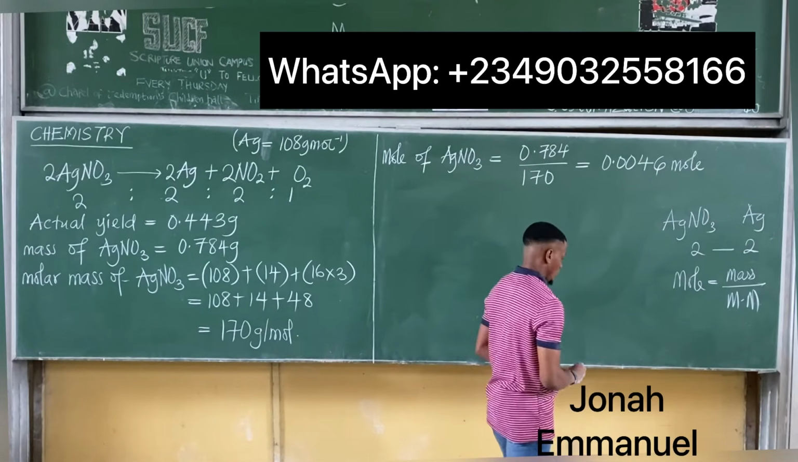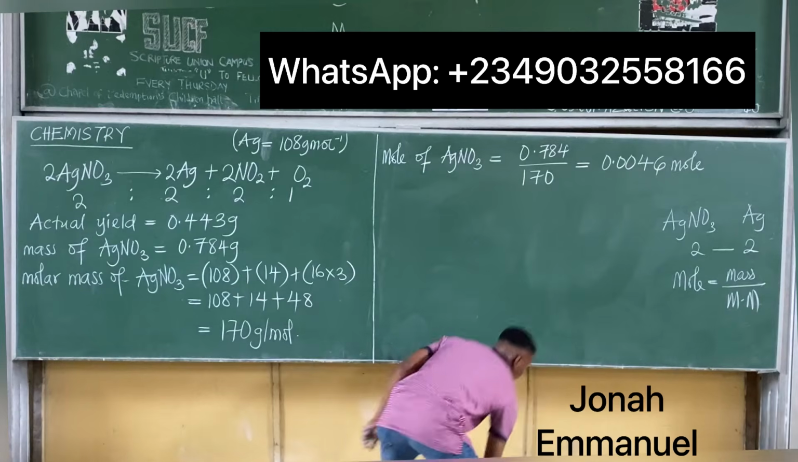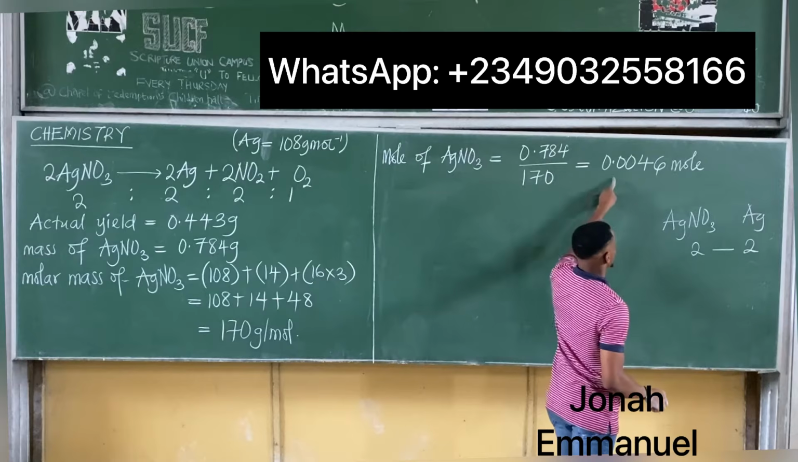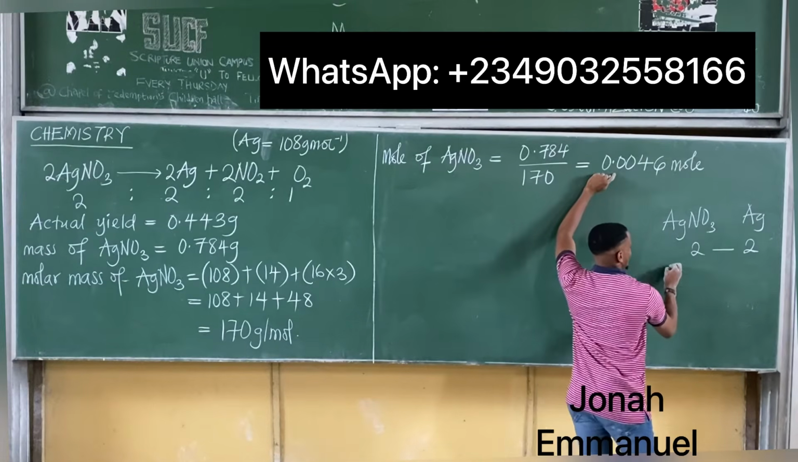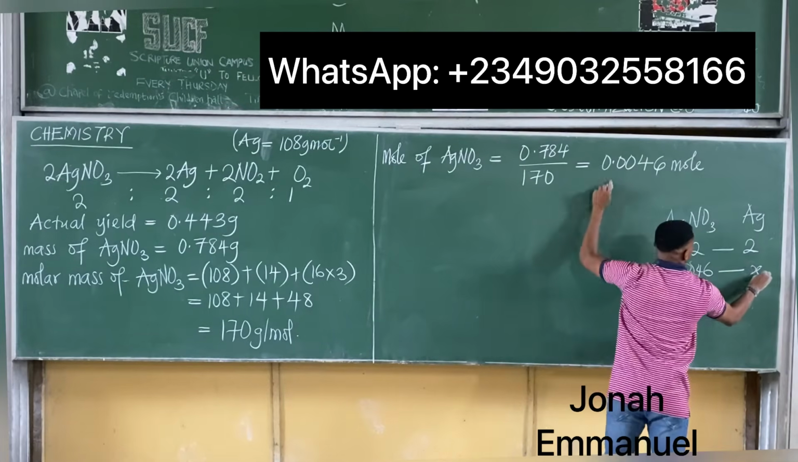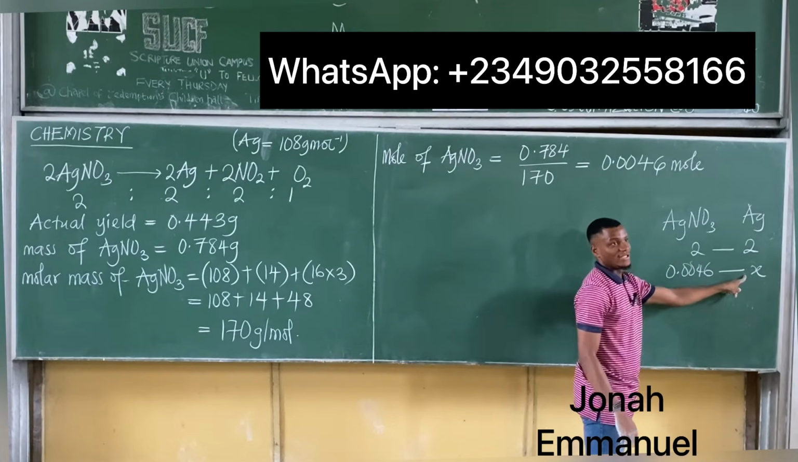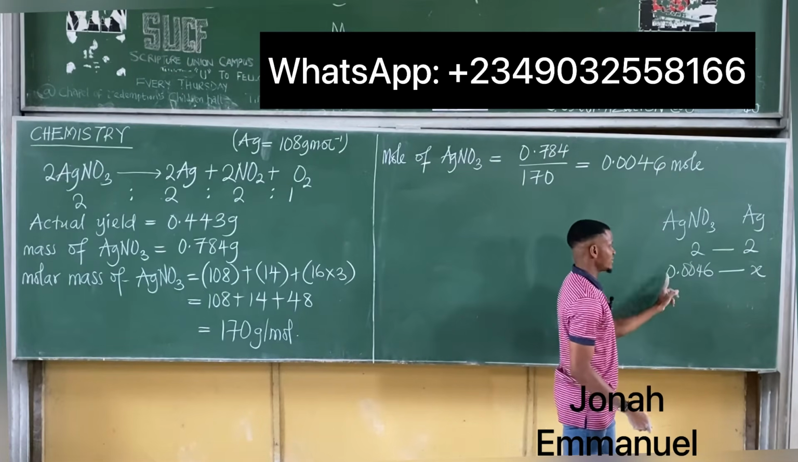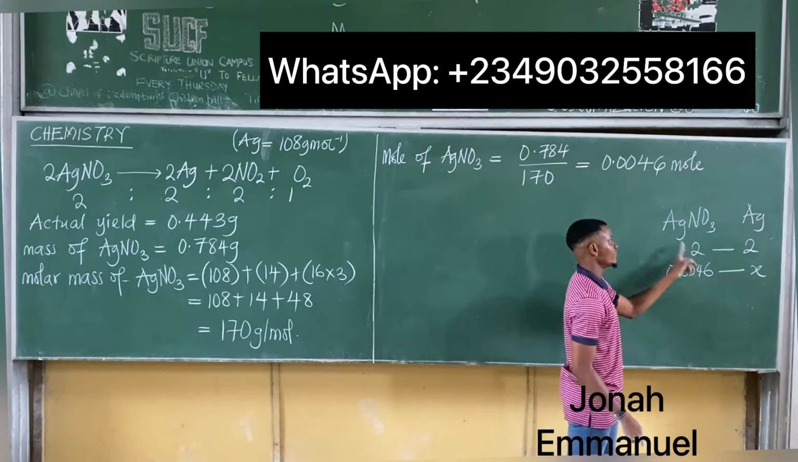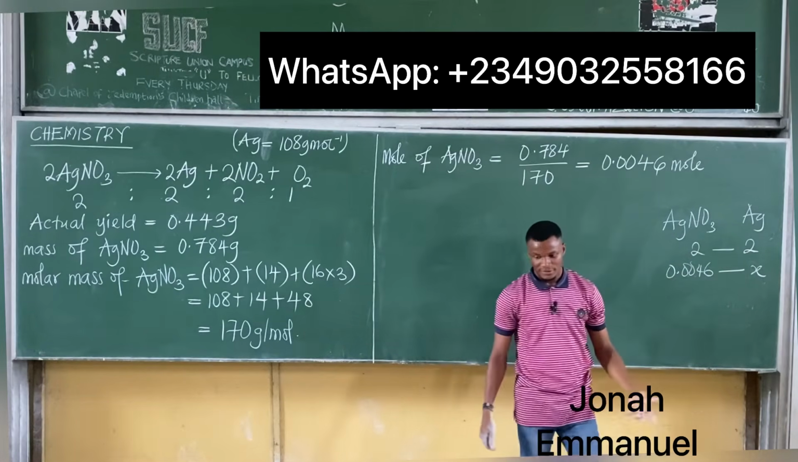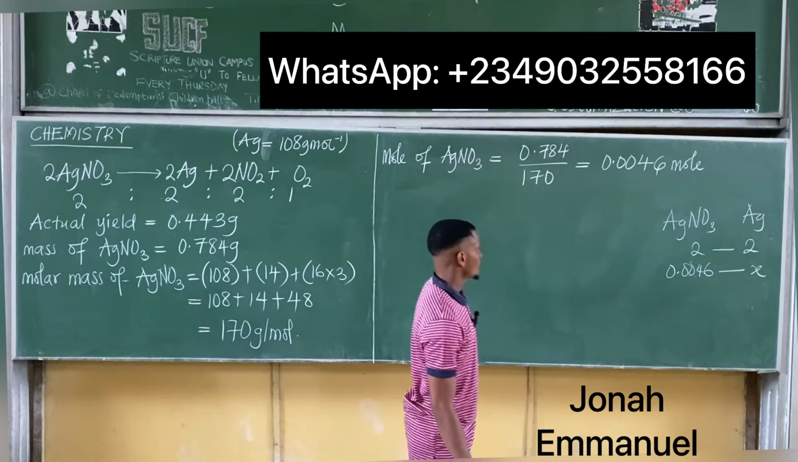Look up, please. It means that we've now gotten the mole of silver nitrate as 0.0046. Of course, we'll call this X. You know how we say it. Let the mole of silver that will react with 0.0046 mole of silver nitrate be X. And then hence we have this as usual.